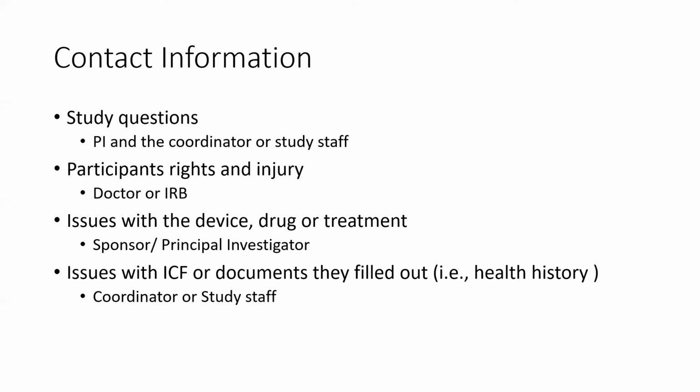Exactly. Contact information, make sure it's within the consent form because they do get a copy to take home so they can pull it up and figure out who to contact if there's an issue. Related to the study, it's typically the PI, the coordinator, or the study staff, right? Participants' rights and injury, injury is normally the doctor. Participant rights, it's typically the IRB unless the injury is at a certain level. Issues with the device, drug, or treatment, right? The sponsor, the principal investigator, and then eventually the sponsor if there needs to be explanation or more information given.